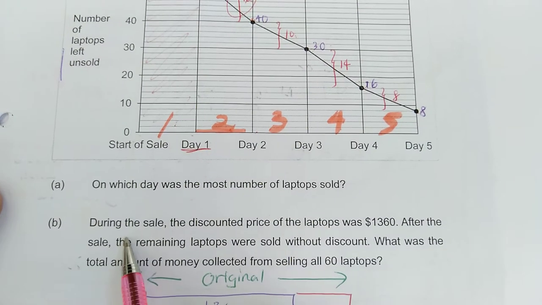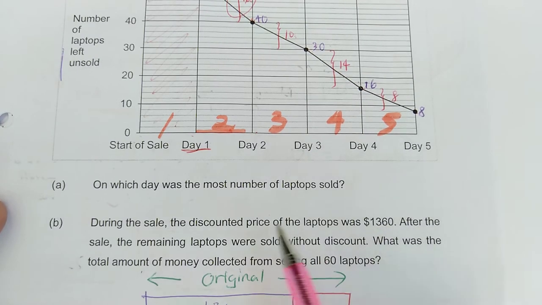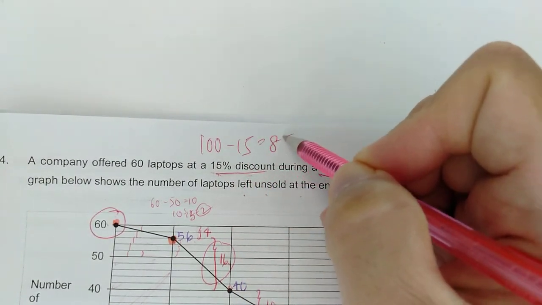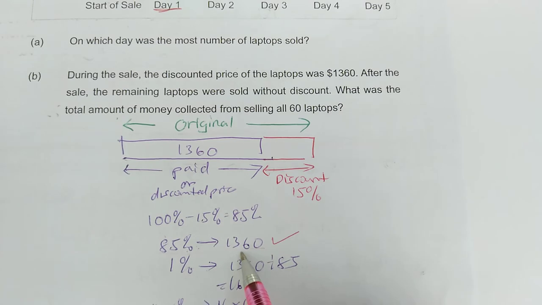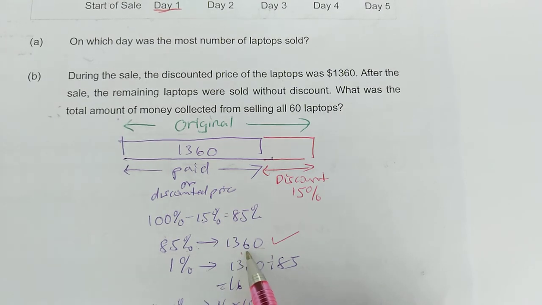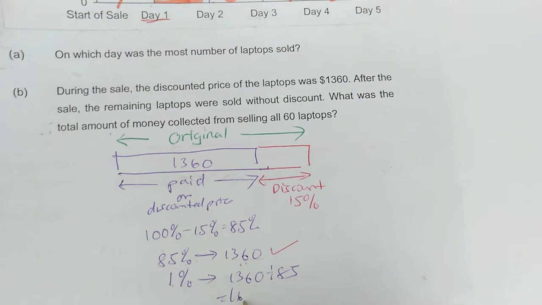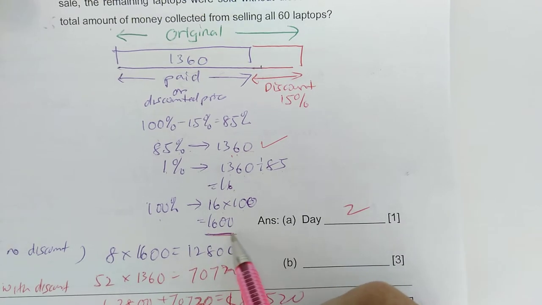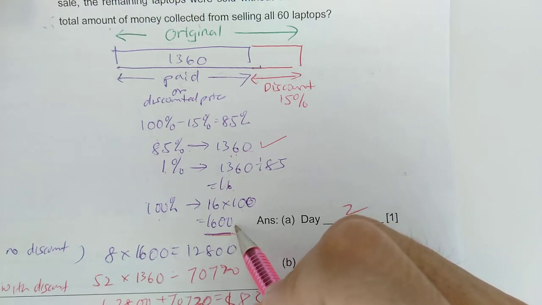Second question. During the sale, the discounted price of the laptops was $1,360. Discounted means the part that people had to pay. You don't have to pay 15%, but you still must pay the remaining 85%. So we know that this 85% is represented by $1,360. This is the price of one discounted laptop. So 1% will represent 1,360 divided by 85, which is $16. So 100% refers to 100 multiplied by 16, you have 1,600. So this is the price before discount. If there's no discount, one laptop will cost $1,600.